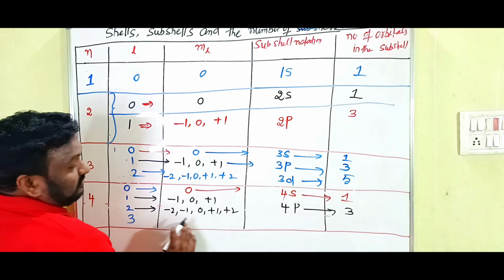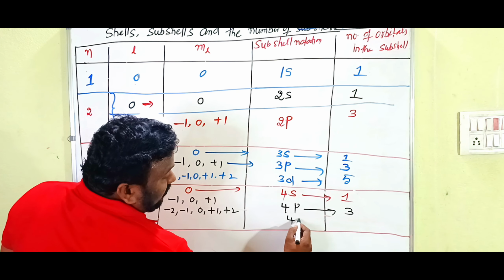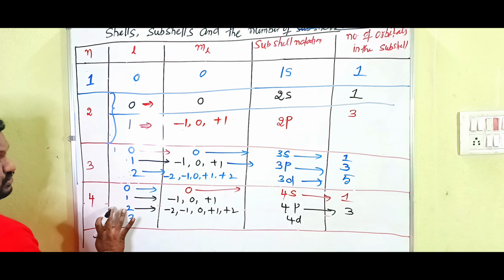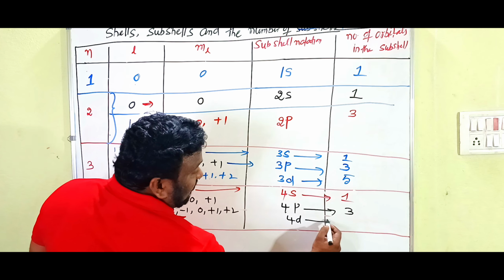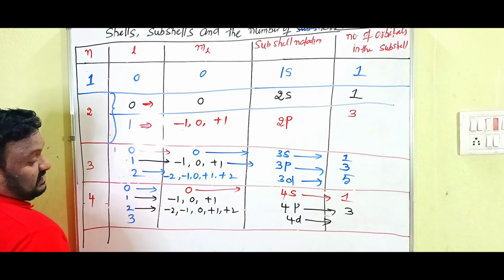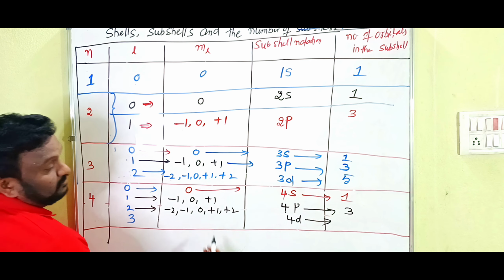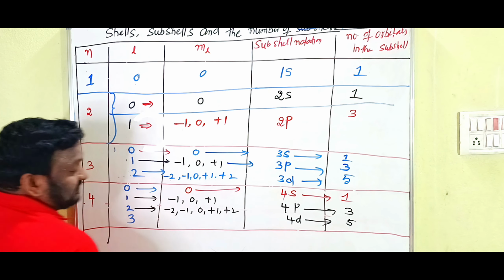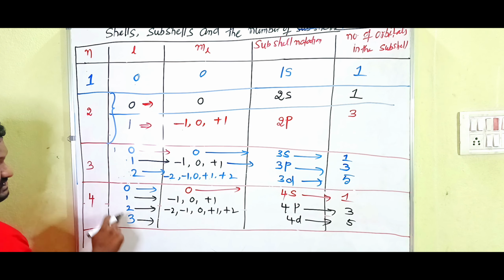Then what do you have, children? 2 means what? D. That's why you write 4d. L equal to 2 means d, and it is in the shell of 4d. So in that, how many orbitals are there? 1, 2, 3, 4, 5. So like that. And next, children, n is equal to 4 and L is 3.